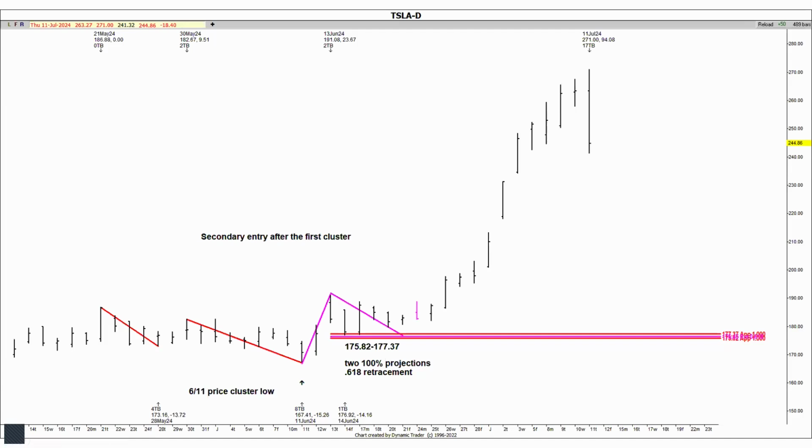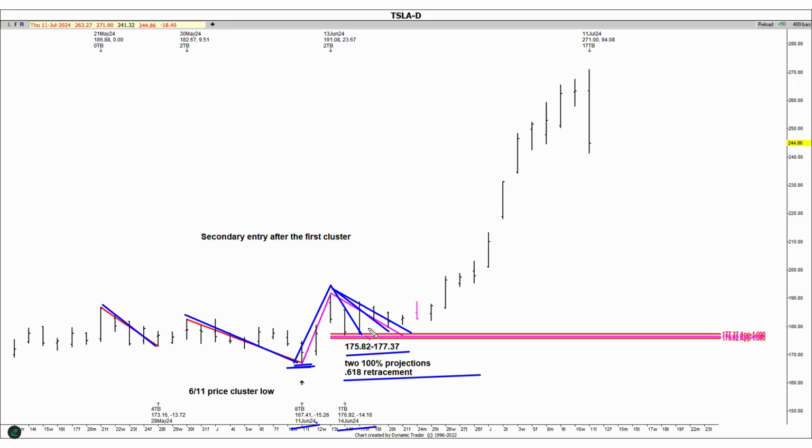Here, this is a secondary entry after that original setup. If you miss the original setup, we always look for secondary entries. In this case, after putting in the low here on June 11th, we had symmetry from this prior high to low projected from here, and from this prior high to low projected from here. Then we took this low to high and had the 618 retracement, which came in at 175.82 to 177.37. That was two 100% projections and a 618 retracement, and that came in on June 14th.